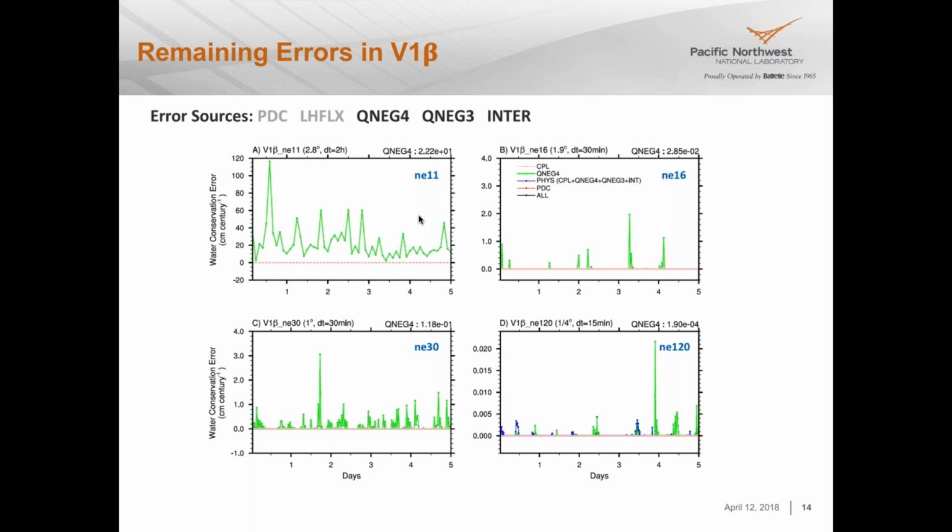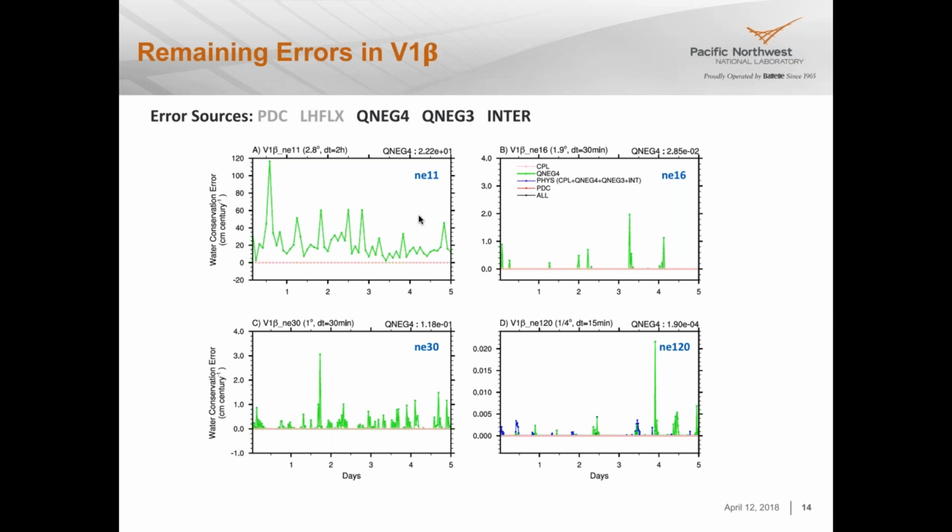However, if you look at panel A, for the NE11 model, the error is still very large. That is because in this model the time step is very large, 2 hours. So the coupling errors in QNAC4 can still cause large water conservation errors in V1 beta. This must be remembered when we do sensitivity simulations using the lower resolution model.